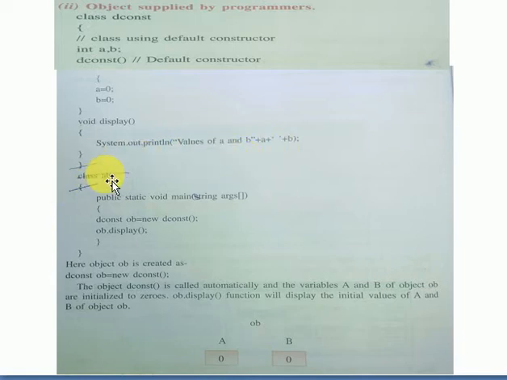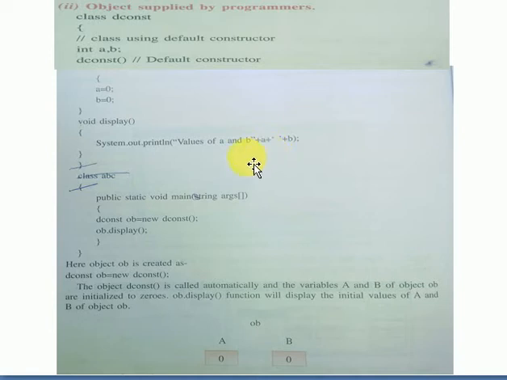Then public static void main, String args. Dconst ob is equal to new Dconst. It means the object namely ob is created. Not only is the object created, the constructor is automatically called. A and b of object ob will be assigned 0 because the constructor is called. When you call the display function, it just displays the values of a and b as 0 0, because it is just initializing them with 0.